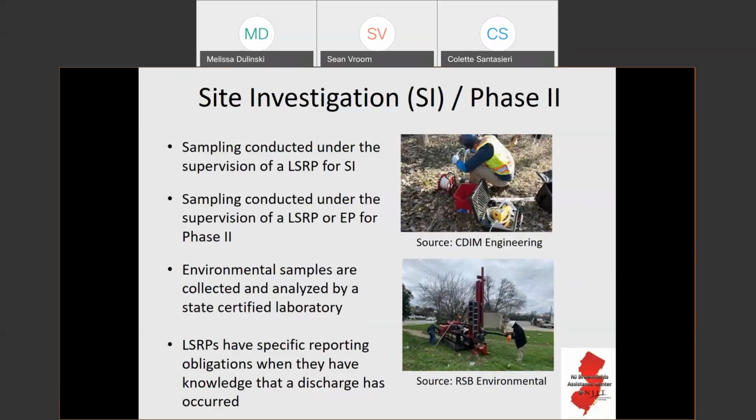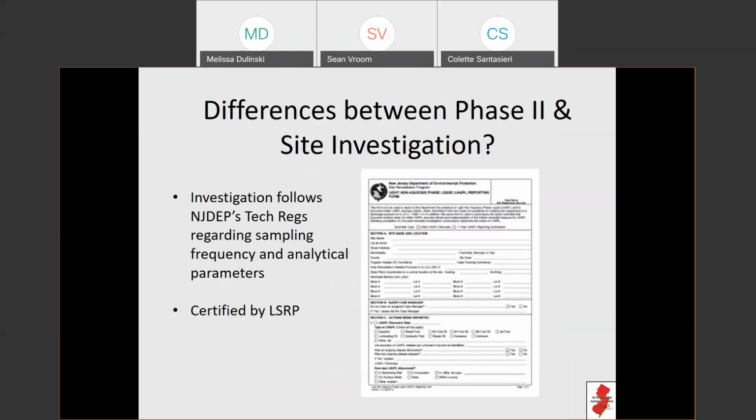Next slide, please. It's important to note that, again, a Phase Two and a site investigation are not the same thing in the eyes of the DEP. A site investigation follows the NJDEP's technical regulations for sampling frequency and laboratory analytical parameters. However, a Phase Two and a site investigation will contain much of the same information.